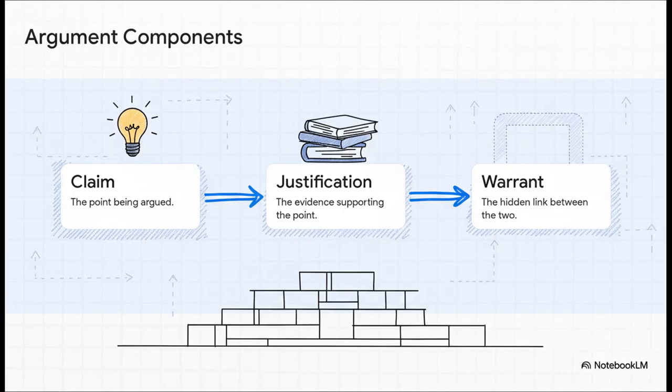So, at its absolute core, a solid argument is a structure made up of three parts. You've got the claim, that's the point you're trying to make. Then there's the justification, that's your proof, your evidence. And finally, the warrant. This is the tricky one. It's the hidden link, the unstated assumption that holds the other two together.